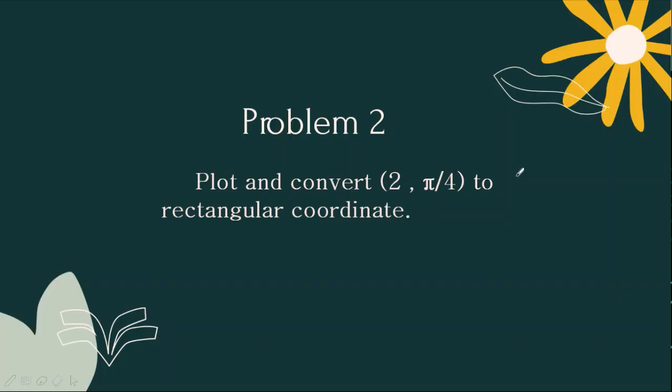So what if the given polar coordinate is like this one? Our angle theta is not in degrees. So this is called radian measure. So how can we convert it to rectangular coordinates?